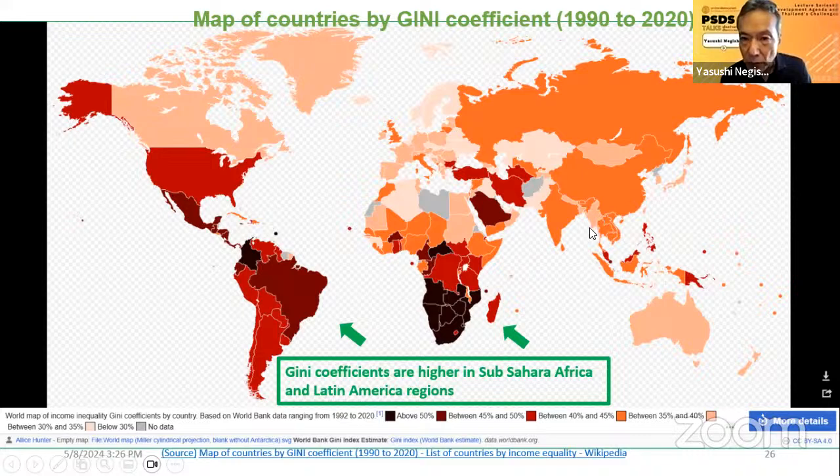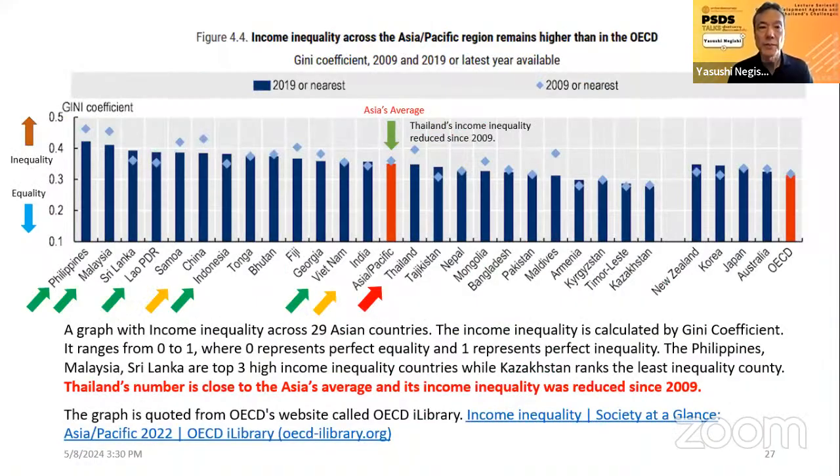Thailand is also, no, this is not Thailand, this is Burma, but Thailand is in orange color. And in Latin America, we have darker colors, meaning that income inequality is higher. This is the United States. The color is relatively darker, meaning that income in the United States is not so equally distributed. So that's the global image of income distribution.